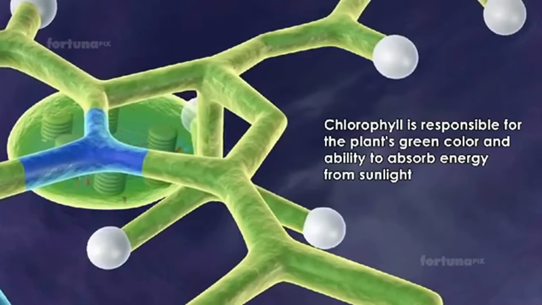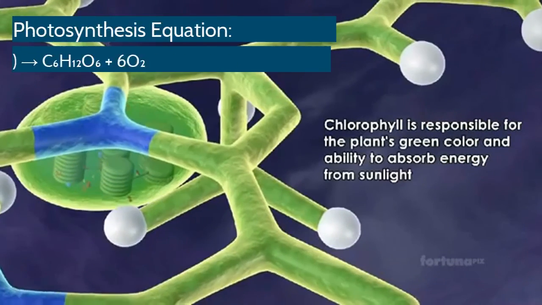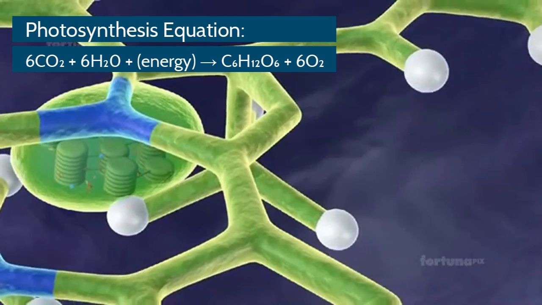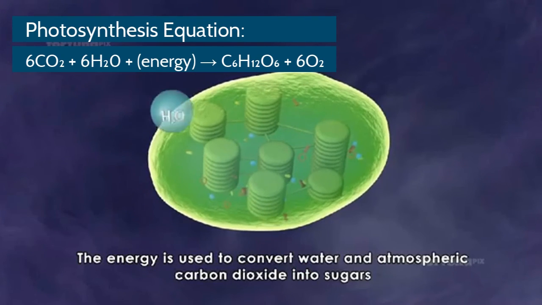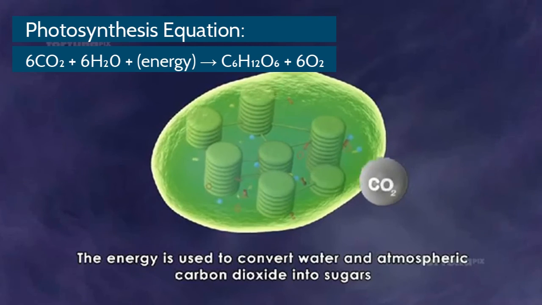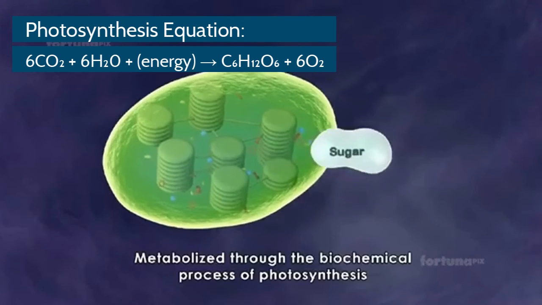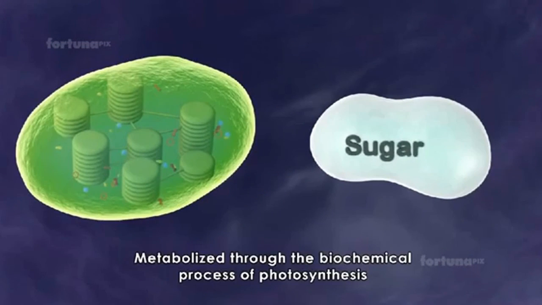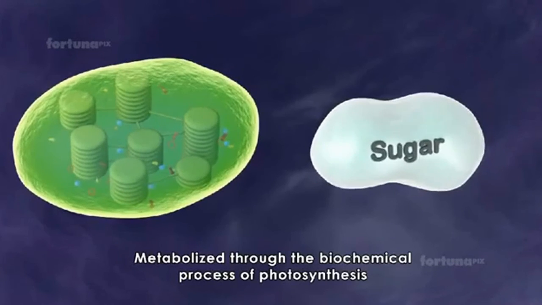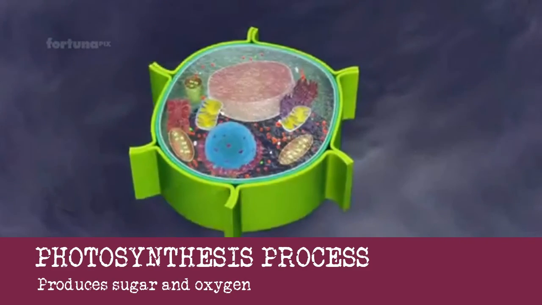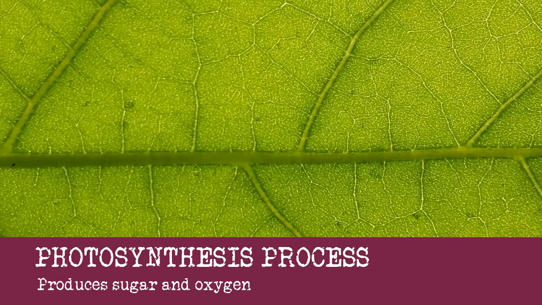The equation for photosynthesis is 6CO2 plus 6H2O plus energy produces C6H12O6 plus 6O2. So what this is saying is that 6 carbon dioxide molecules plus 6 water molecules plus energy produces sugar and 6 oxygen molecules.